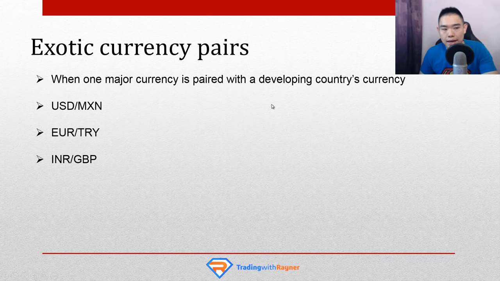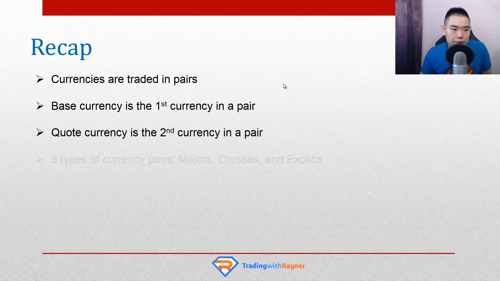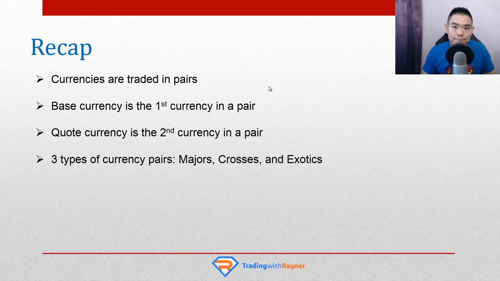One thing to note is that when you trade exotic currency pairs, the spread tends to be wider. If you don't understand what the spread means, don't worry. As you progress in your trading journey, you'll understand. But in essence, the transaction costs to trade exotic currency pairs are more expensive compared to the major currency pairs. So a quick recap. Number one, currencies are traded in pairs, not as a standalone. The base currency is the first currency in the pair. The quote currency is the second currency in the pair. And then there are three types of currency pairs: major, cross, and exotics. So with that said, let's move on.